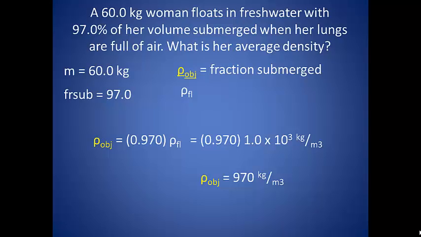Since she is floating in the water, it does make sense that her density would be less than that of the water.